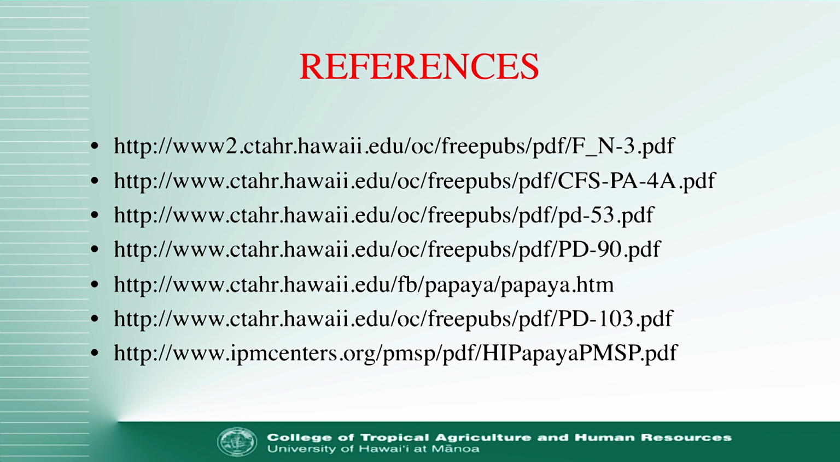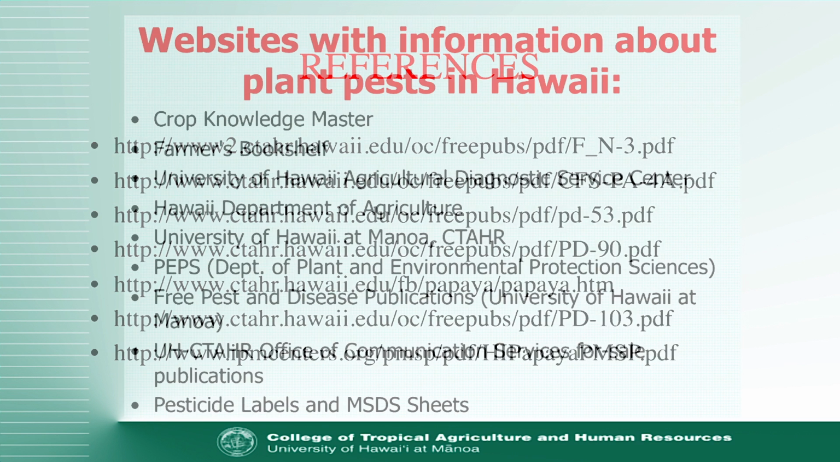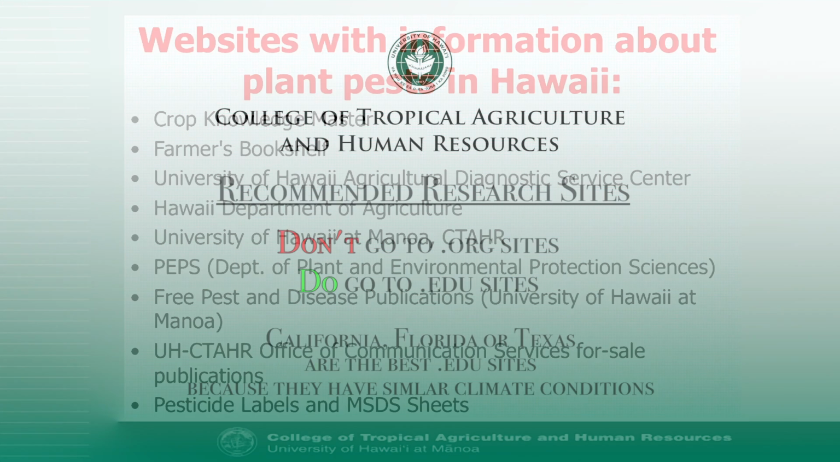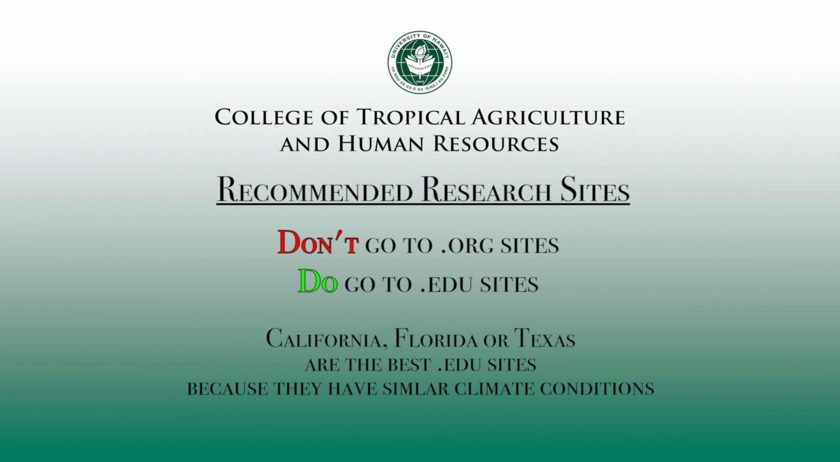I did want to include some references that are available online through that website Alyssa shared, and you'll notice it's free. Not much in life is free anymore, but these are still free. You paid for it with your tax dollars. And then these are some websites in Hawaii regarding plant pests that are also available online. So if you are going to start doing your own research online, I warn you, don't go to .org and .com, go to a .edu type website.